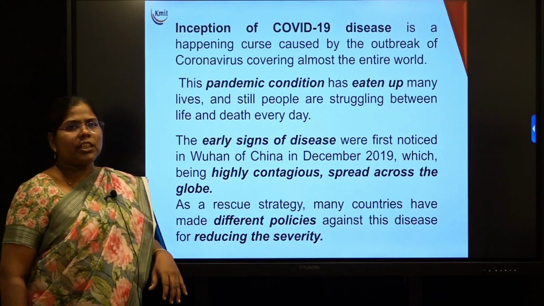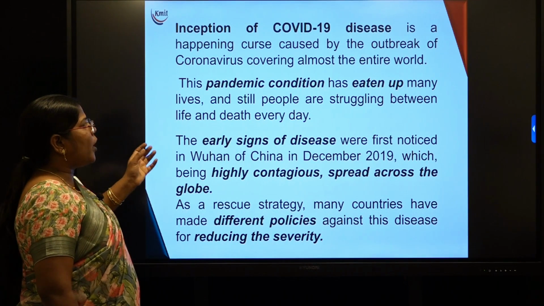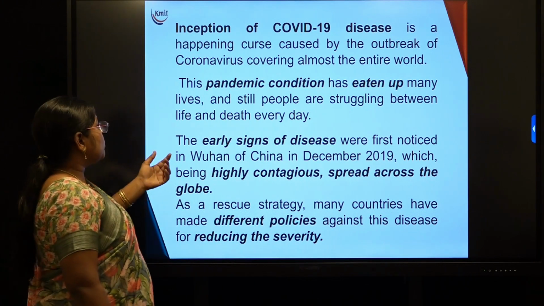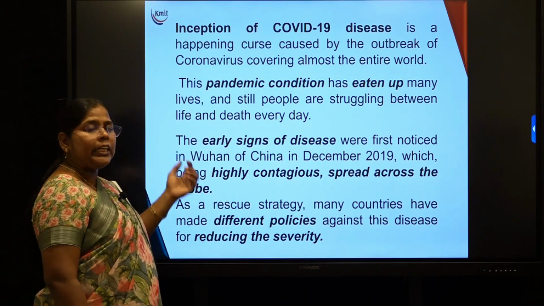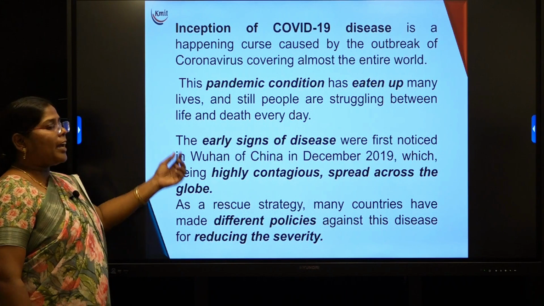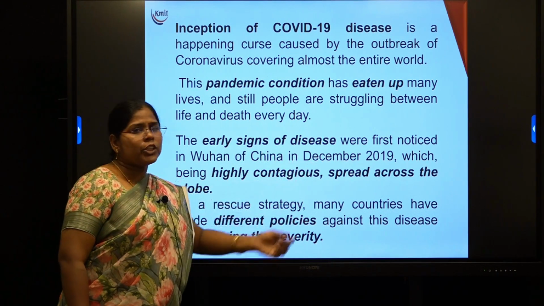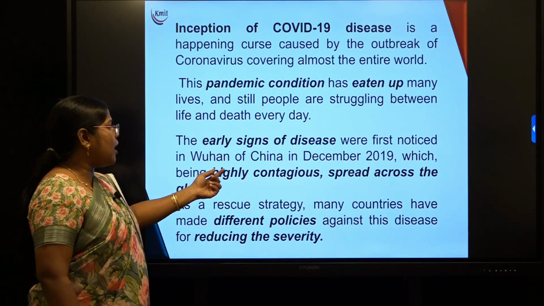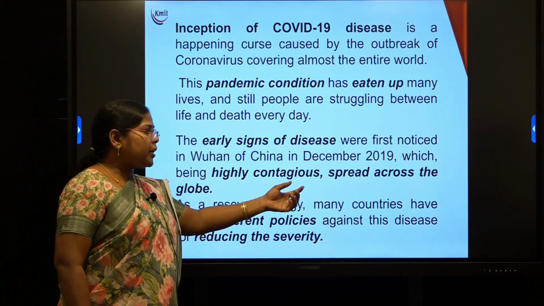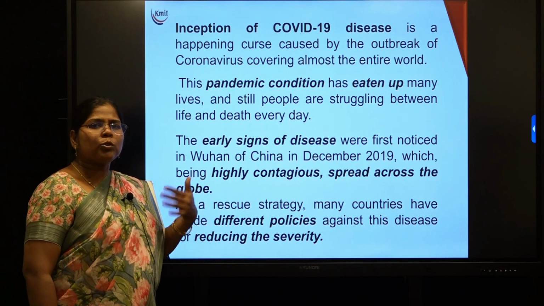When we see the inception of the COVID-19 disease, it is an outbreak of coronavirus that came as a curse across the entire world. This is a pandemic condition that has taken many lives. Still, people are struggling between life and death every day. The early signs of the disease were first noticed in Wuhan, China in December 2019, and it was highly contagious and spread across the globe. We know that corona has taken most of the people's lives.